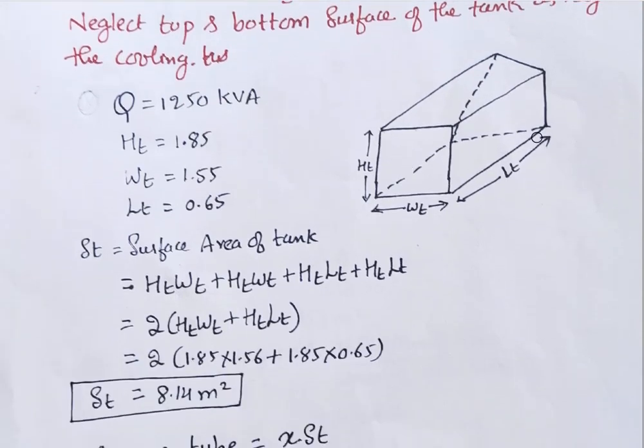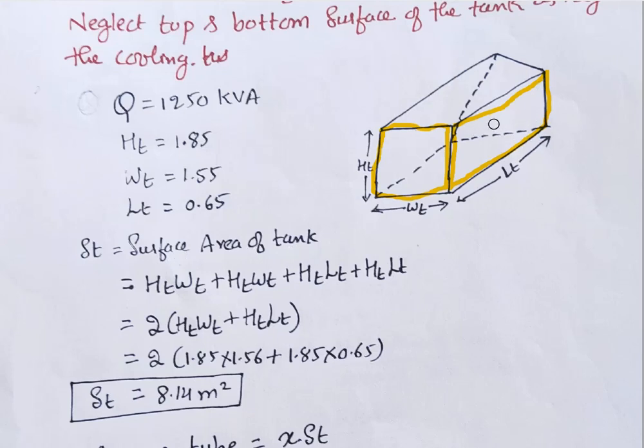Let us say this is my transformer tank. This portion, and at the back of this one more portion will be the same, and similarly this is one portion, from here to here, and it includes this also. So opposite to this one more portion will be there. In the question, this is my WT, the width of the tank, and the length and height of the tank are given, and the power of the transformer is 1250 kVA.